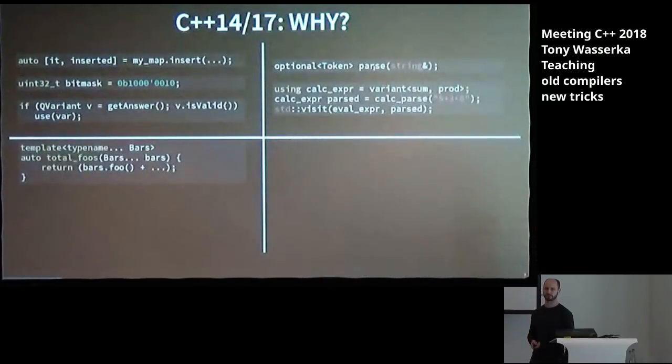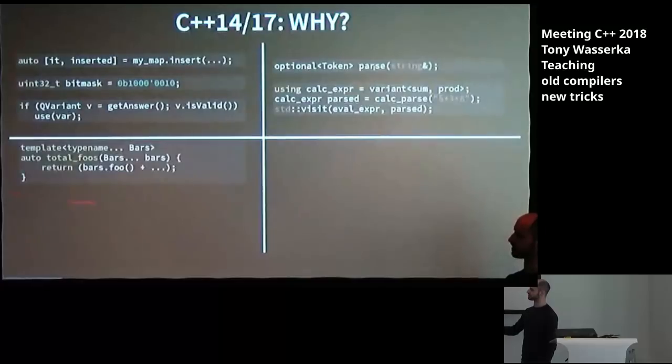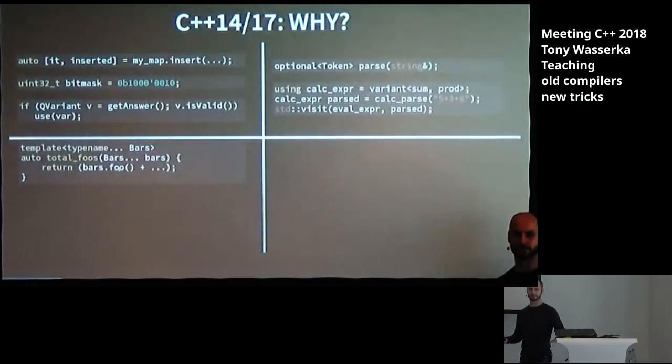So the prime example here is fold expressions, where you can have a variadic template of bars, and each of these bars might have a member function called foo. And for whatever reason you want to sum up all of these results of foo, might be integers, and return the final result from the function.